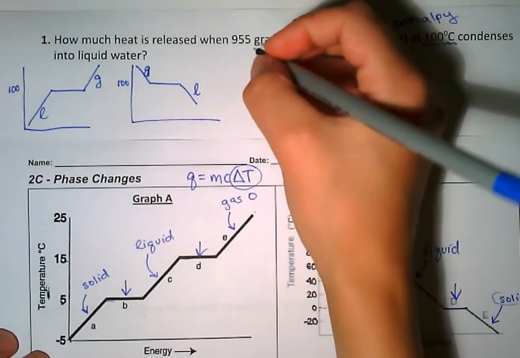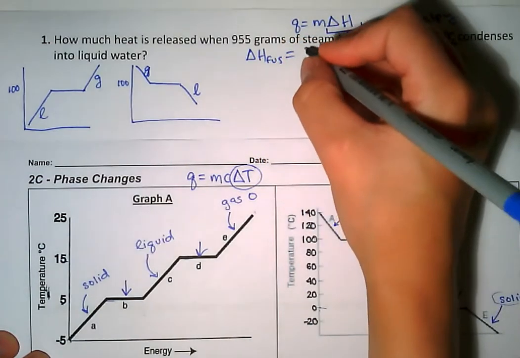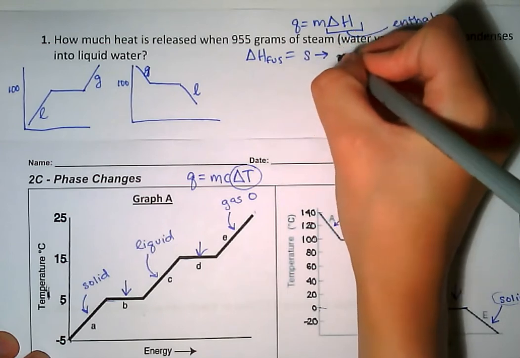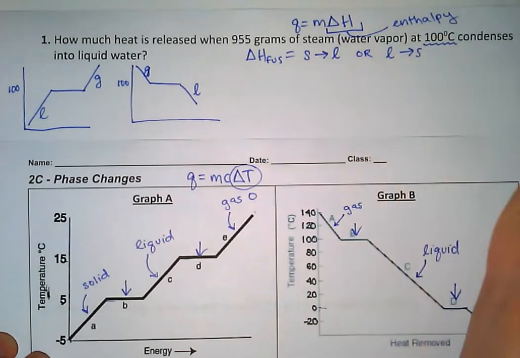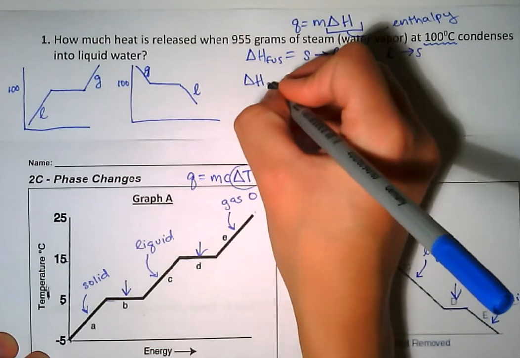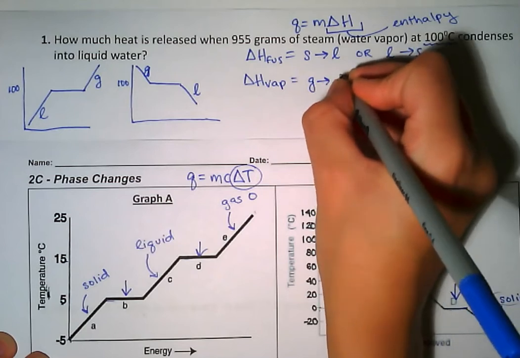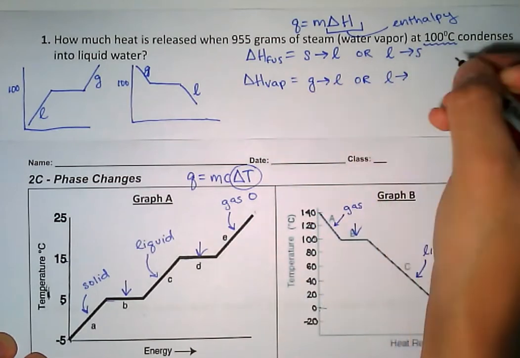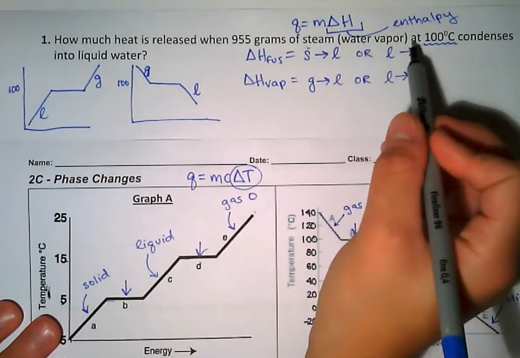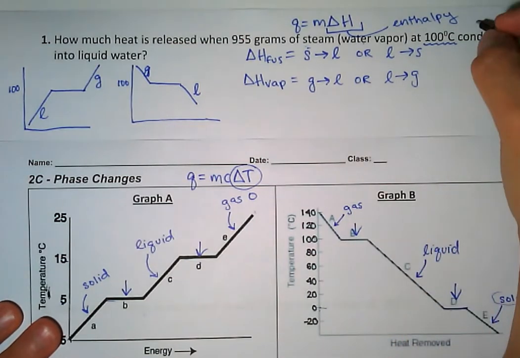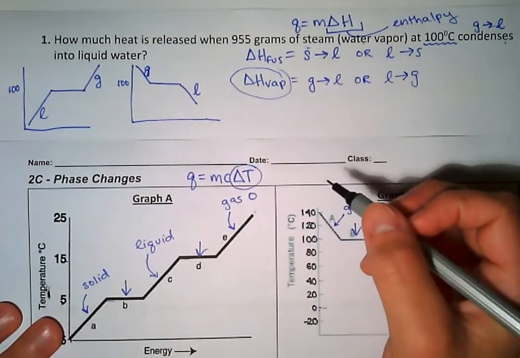And so we use the enthalpy of fusion, delta H of fusion, when we have a transition between solid and liquid. So melting, going from solid to liquid, or we use it when we're going from liquid to solid. And then we use delta H of vaporization when we have a transition between gas and liquid. So when we're going from gas to liquid, or we're going from liquid to gas. And so in this problem in particular, we have steam or water vapor condensing. So condensation is a transition from gas to liquid. So we will use our delta H of vaporization value here.